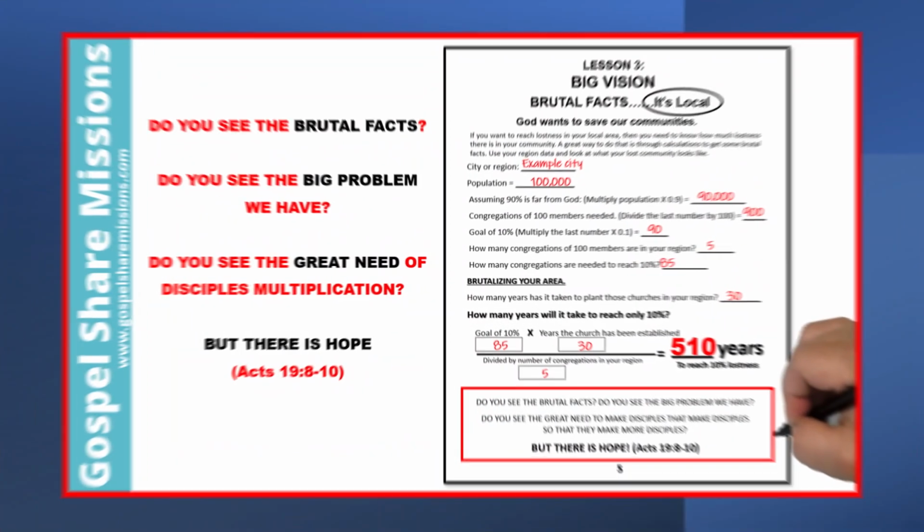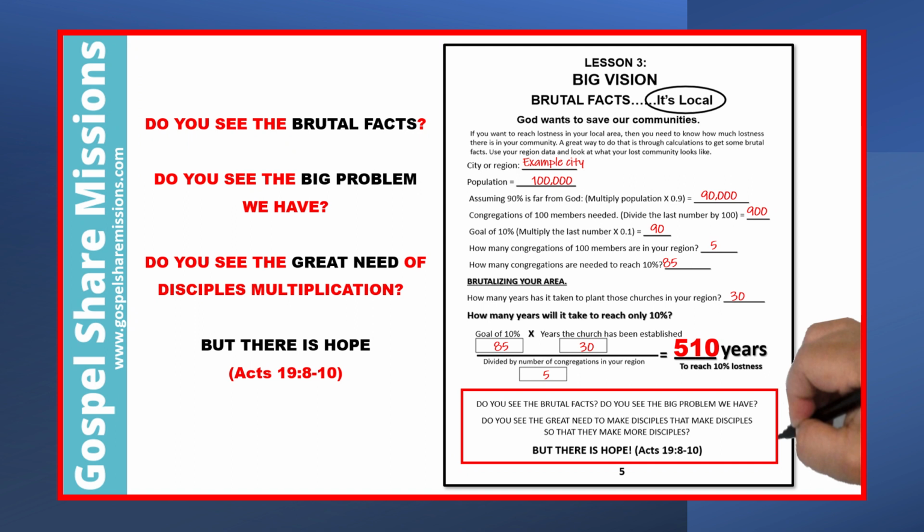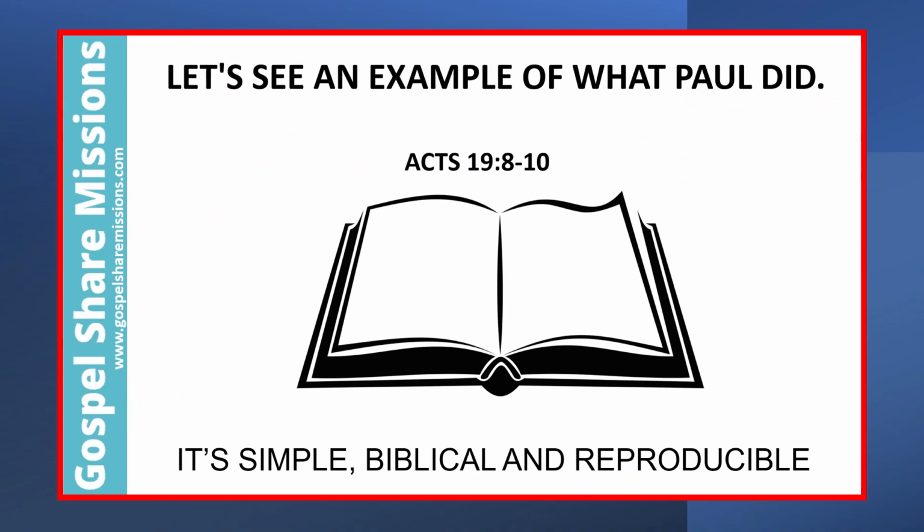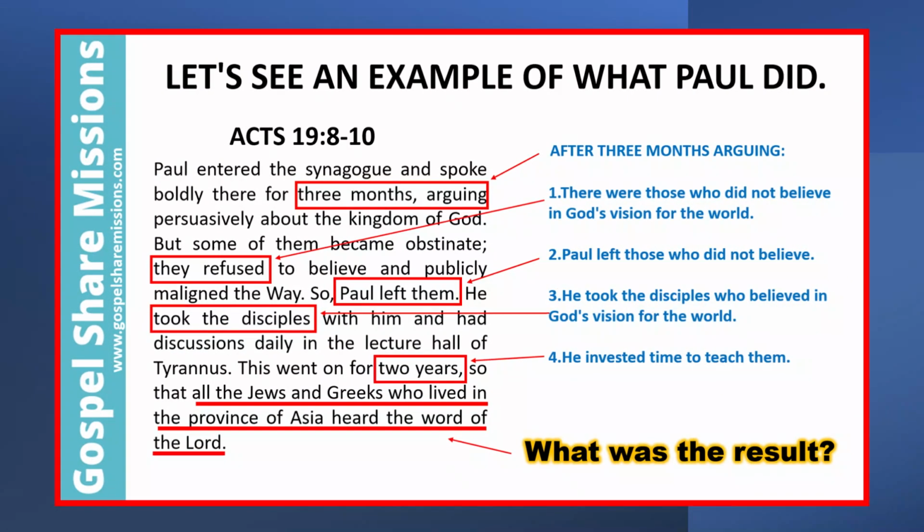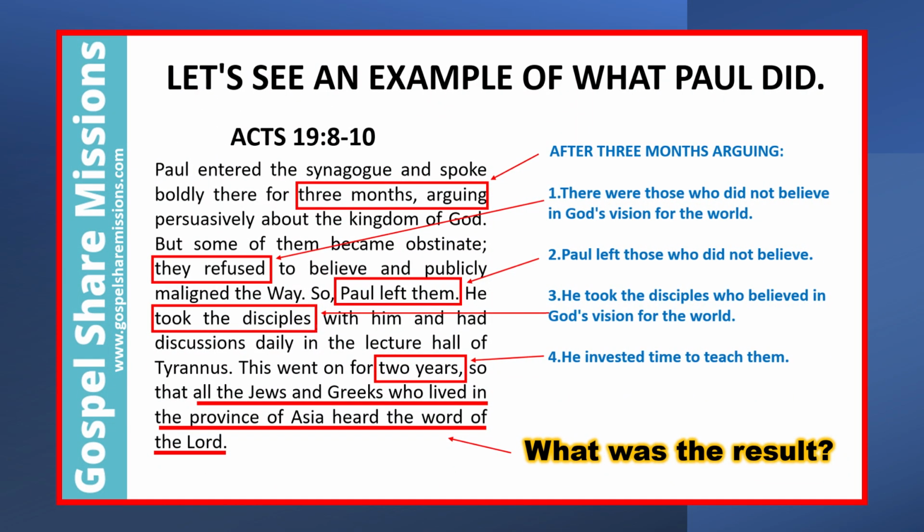Do you see the brutal facts? Do you see the big problem we have? Do you see the need of disciples multiplication? But there is hope. Let's see an example of what Paul did in Acts 19, verse 8 to 10. We see Paul in Ephesus, that after 3 months arguing.